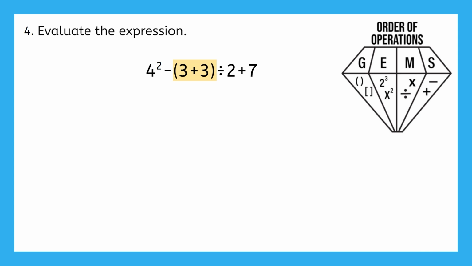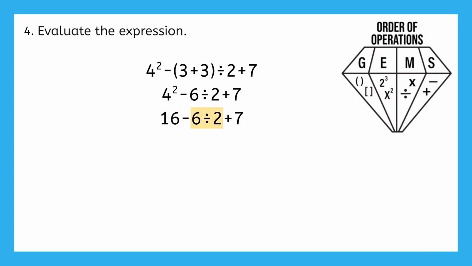We start with the parentheses. 3 plus 3 equals 6. Bring down any unsolved parts. Next up, exponents. We have one exponent here, 4 squared, equals 16. Bring down the rest of the problem and we're ready to move on to multiplication and division.